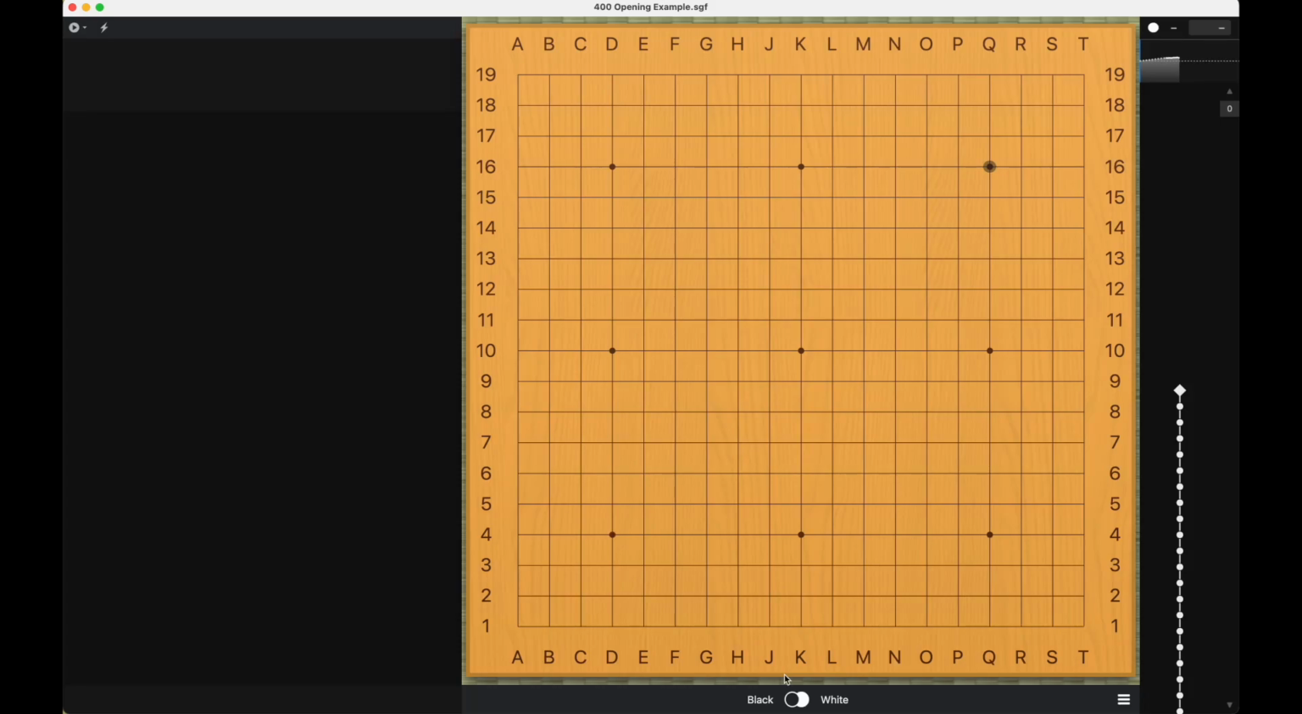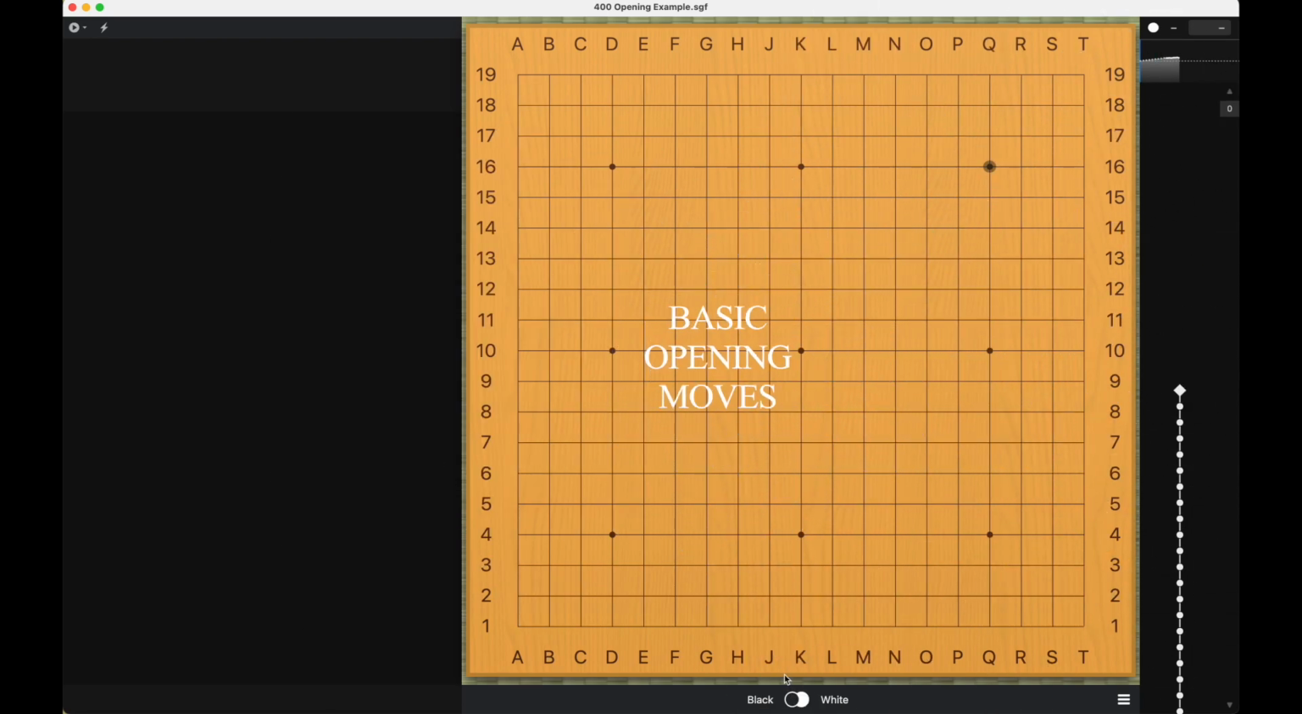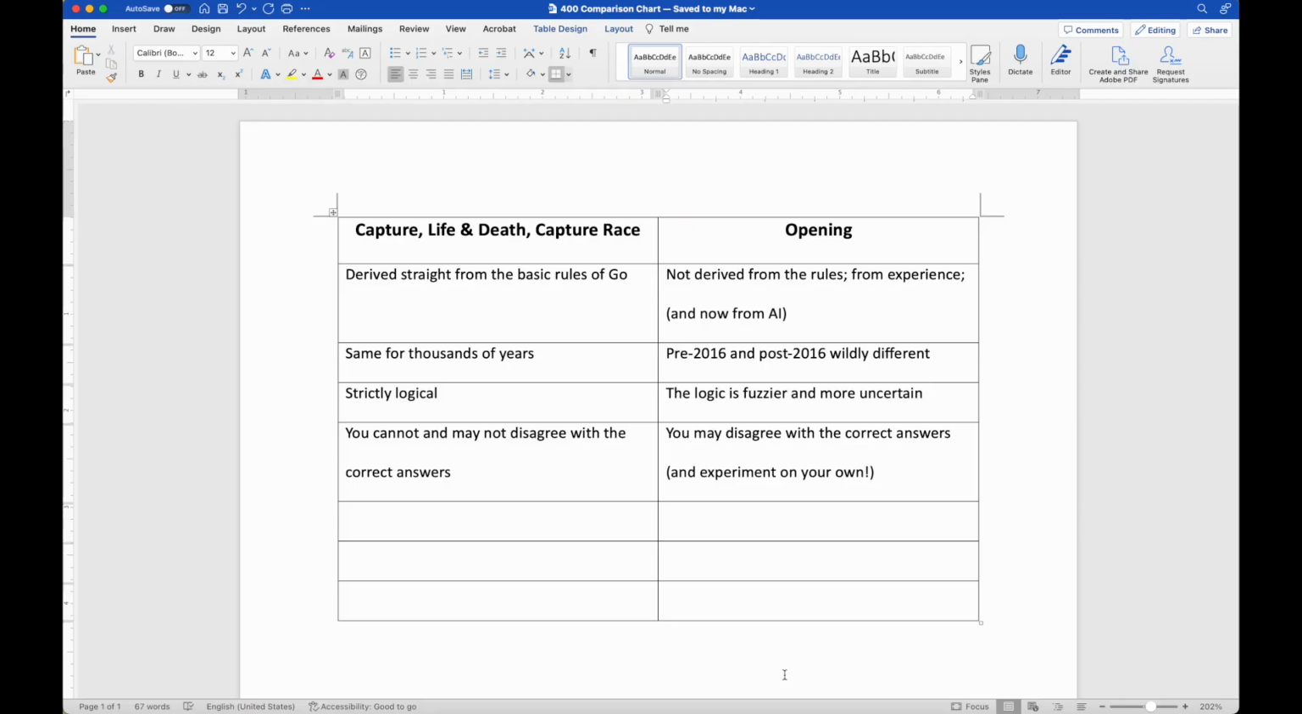We are starting a new chapter on the basic opening moves. Now we have learned capture techniques, life and death, as well as capture race. Now this new chapter is a little different from the previous ones. Let's look at this comparison chart.